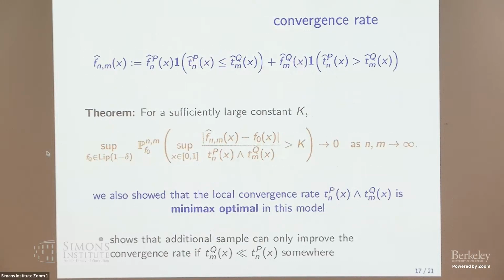Okay, now if we look at this combined estimator, then we also have a theorem that says that this combined estimator will achieve the rate, which is now the minimum of the two individual rates, which is somehow natural. And this is also, in the same sense as before, the optimal local rate in the minimax sense. So that also shows us, which is somehow also intuitively clear, that even if you have a few samples from your target distribution, that won't necessarily increase the convergence rate. It helps maybe with the constant, but not really with the rate.